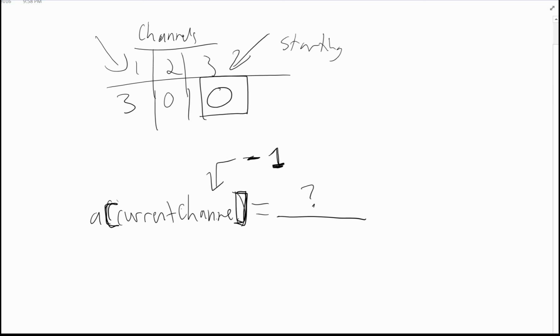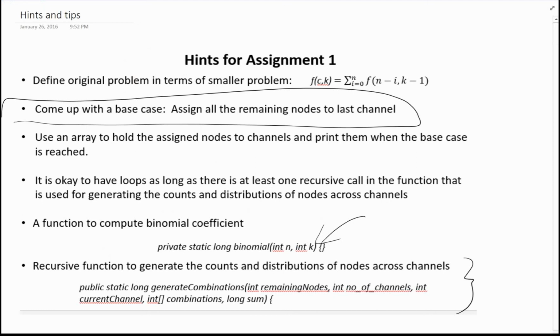Alright? And now probably the most difficult part is recalling the function. So function and then the parameters. Well, hints and tips, you're gonna need all of these. Int remaining nodes, int number of channels, int current channel, your int array, and your sum. We're not going to worry about the sum for now because, again, I don't know how to do it. But we'll work on these guys.